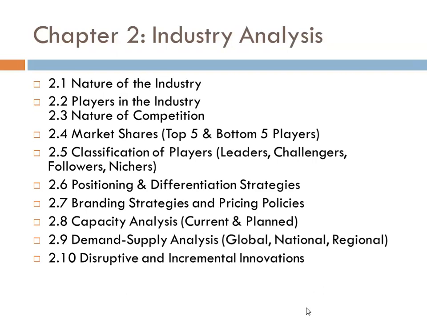Now, chapter number 2, that is industry analysis. Now, you can see there are 10 points, but as per the depth of your study, you can skip 2 or 3 points here. These are merely given as guidelines. Like 2.4, market shares of top 5 and bottom 5 companies, I have given the example of the telecom sector. In the telecom sector, if there are only 4 companies, then you cannot write down top 5 and bottom 5 companies.